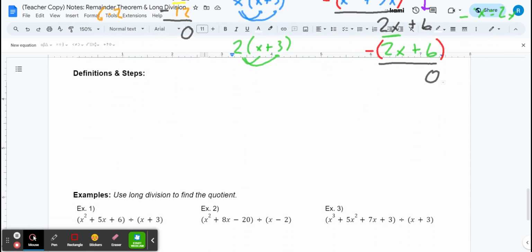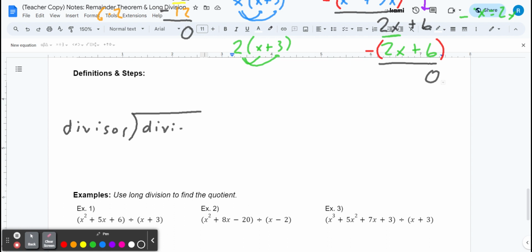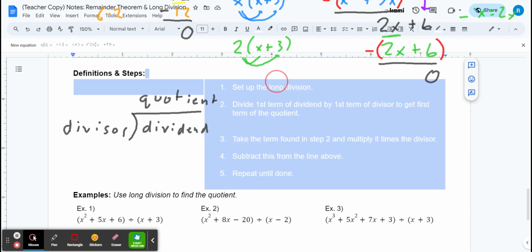So moving on to the definitions and steps. First thing I want to do is just redefine what our different terms were that I used there. The first thing I want to define is the divisor. That is what we're dividing by. It goes on the left side of our long division sign. Then inside we have our dividend. And on top we have our quotient, and that is our answer. The reason I want to define those is just so we have something to reference in our steps here, which I'm going to unhighlight.